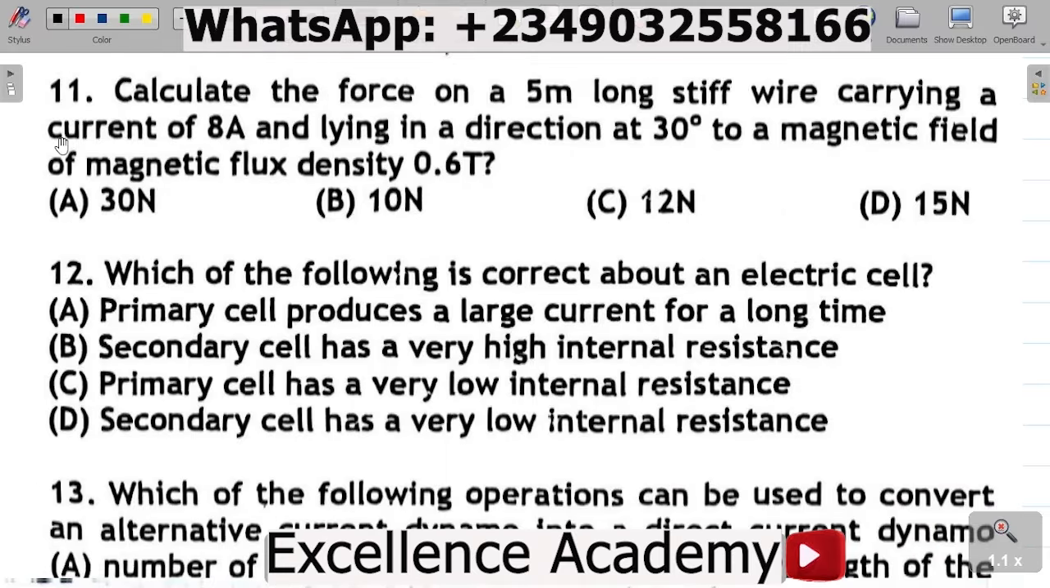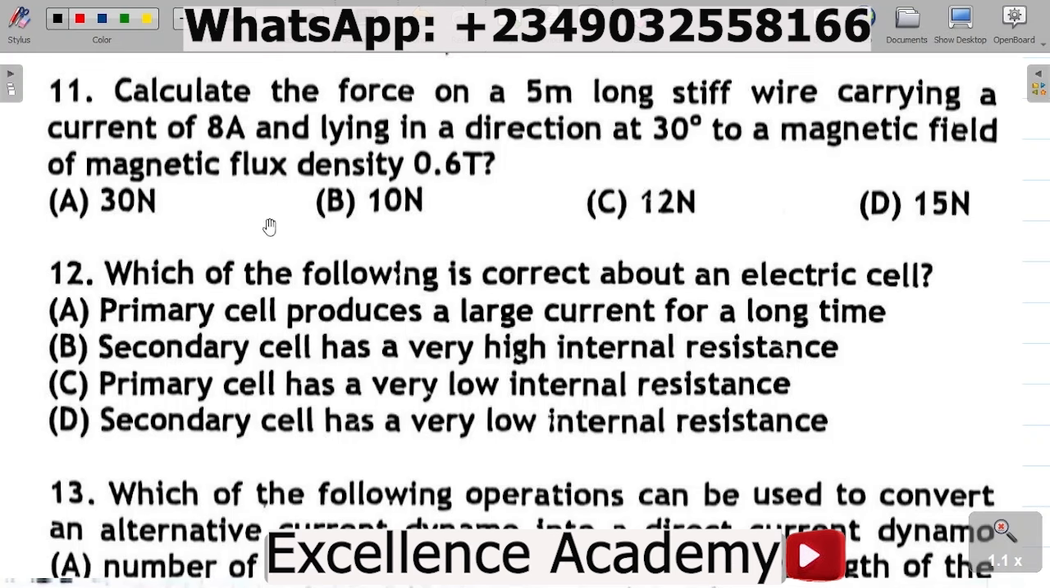All right. Question 11 here says, calculate the force on a 5 meter long stiff wire carrying a current of 8 amperes and lying in a direction at 30 degrees to a magnetic field of magnetic flux density 0.6 Tesla.